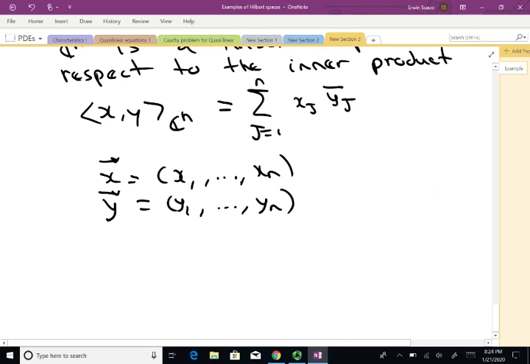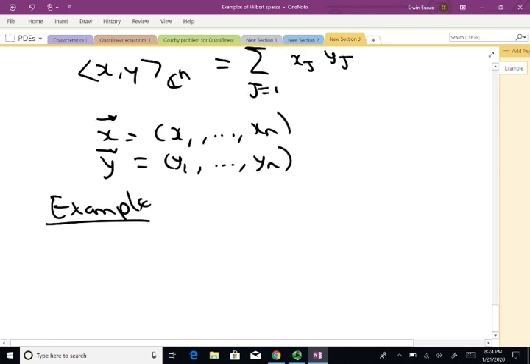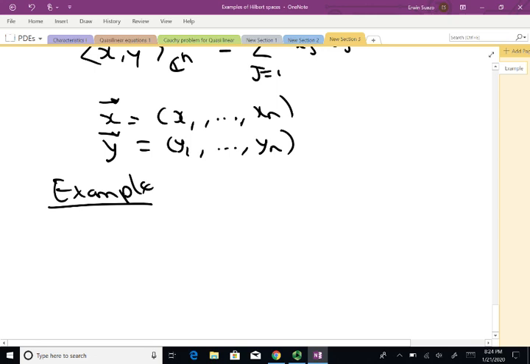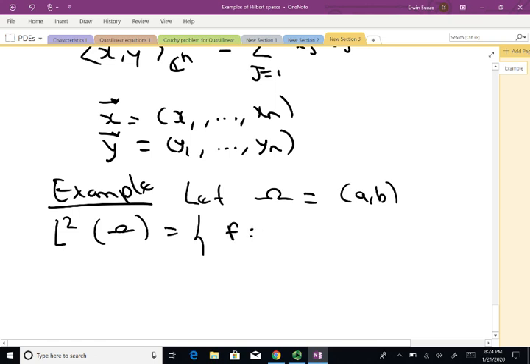Okay, finally, why were we doing all this, guys? Because we want to introduce L2, the Hilbert space. Okay, so, example from the book. You can choose, let Omega be an interval, so you can say (a, b). Okay.